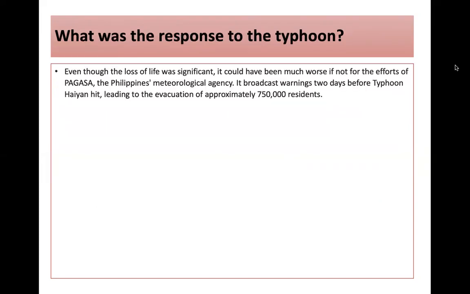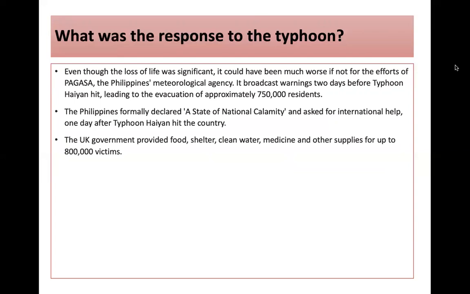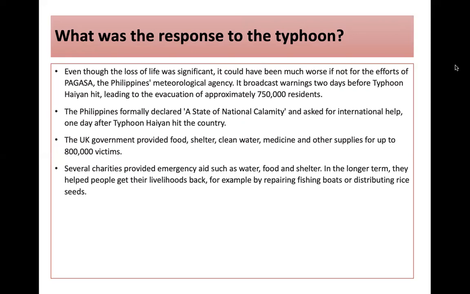So how did they respond to the typhoon? Even though lots of people lost their lives, it could have been much worse if not for the efforts of PAGASA, who are the Philippines Meteorological Agency. It broadcast warnings 2 days before Typhoon Haiyan hit, leading to the evacuation of 750,000 residents. The Philippines formally declared a state of national calamity and asked for international help 1 day after the Typhoon Haiyan hit the country. The UK government provided food, shelter, clean water, medicine, and other supplies for up to 800,000 victims.